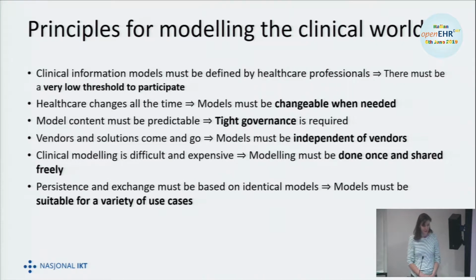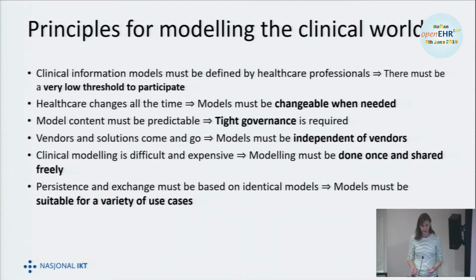Also, healthcare changes all the time. Every day there are thousands of new papers published within the healthcare sciences. And a lot of those lead to changes in clinical practice, which means that information models will have to change. So we'll have to be able to change information models as healthcare changes. Additionally, model content must be predictable, so we need to govern this tightly.